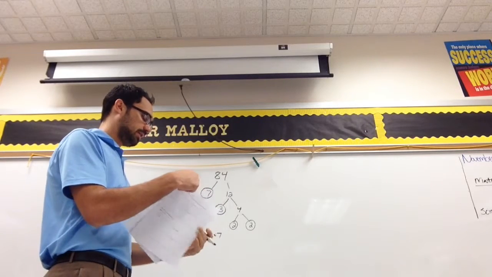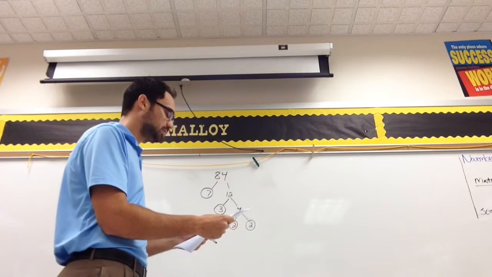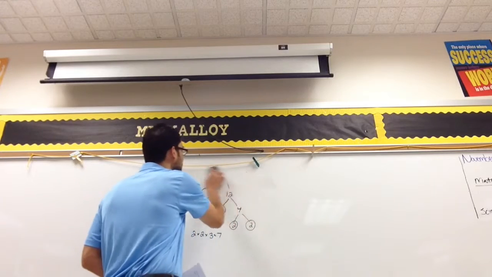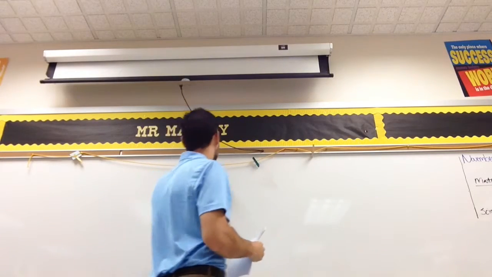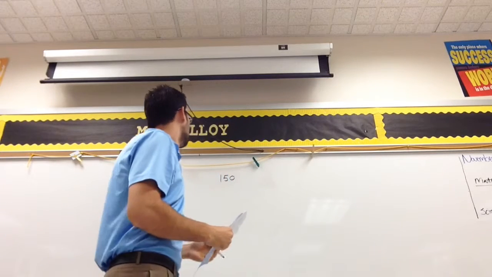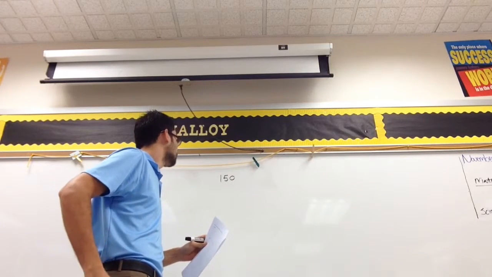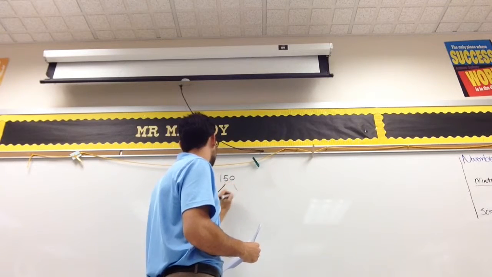The next section in the review is find the prime factorization of each number using exponents. Okay, so step 1 is the same. So I have 150, and I'm going to break it down. So let's see here.